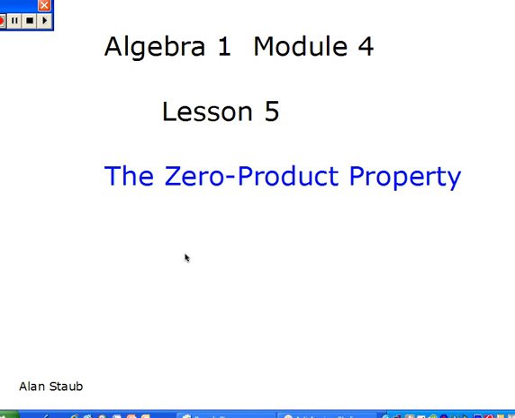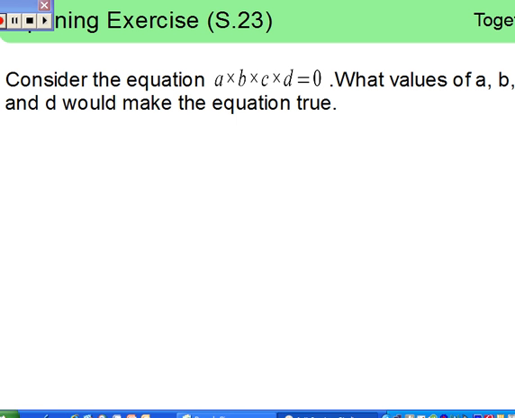This lesson will follow Module 4, Lesson 5 from the Eureka product, so we know it's going to be good. This is about the zero product property. Let's see. This here says, consider the equation A times B times C times D equals 0. What values of A, B, C, and D would make this equation true?